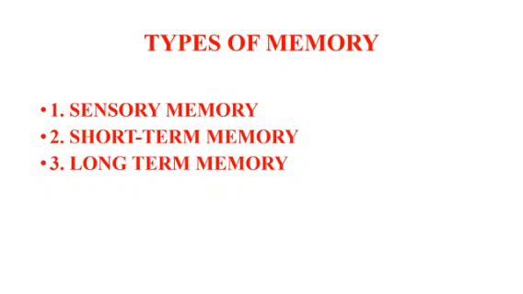Types of memory. There are three types of memory. The first one is sensory memory. The second one is short-term memory, and the third one is long-term memory. Sensory memory is also called a sensory buffer, and short-term memory is also called working memory. So let us see one by one.